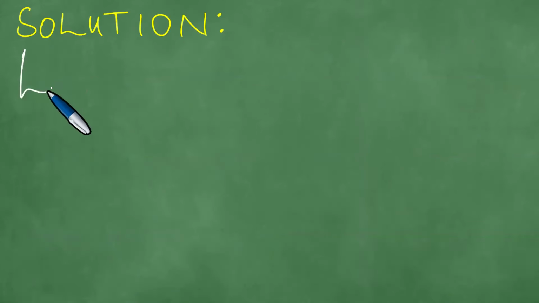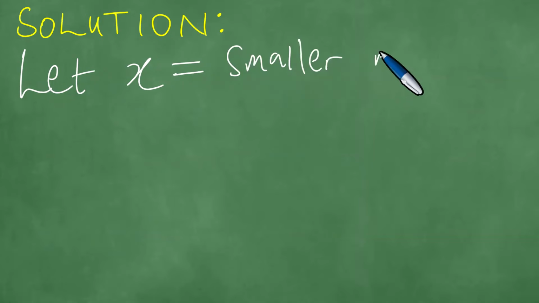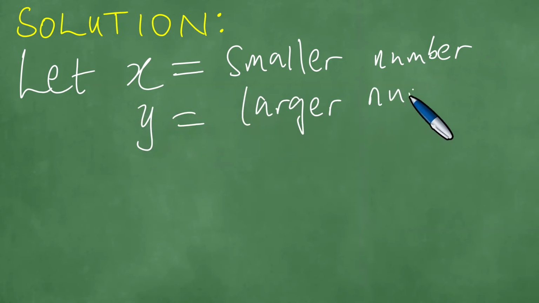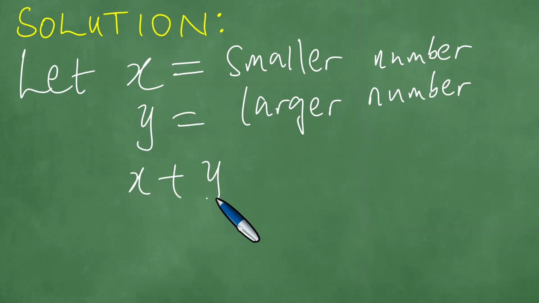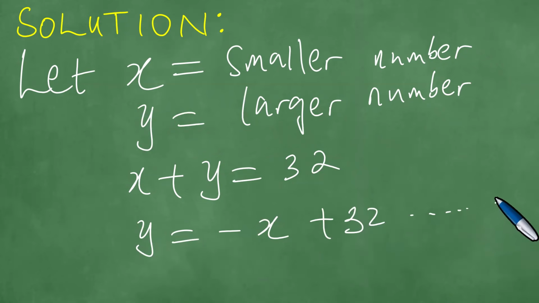So we let x be equal to the smaller number, and simultaneously y becomes the larger number. Then we determine the sum. The sum is 32, and this means that y is minus x plus 32. Let us call this the first equation.